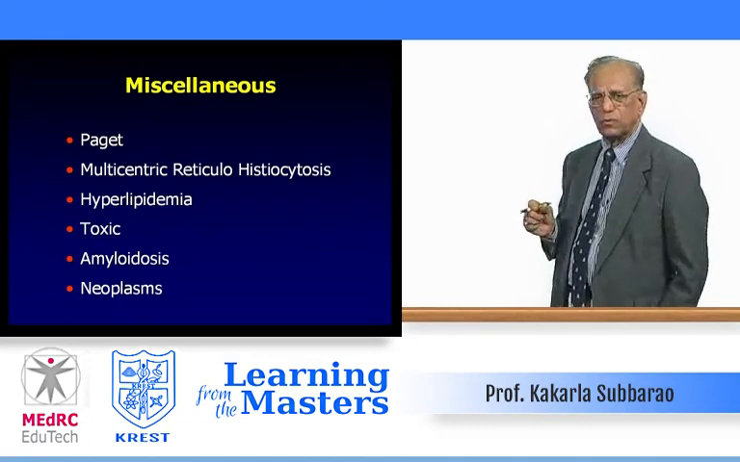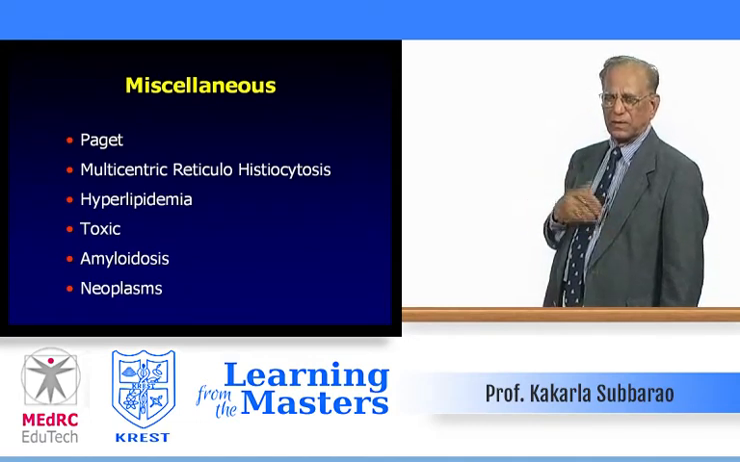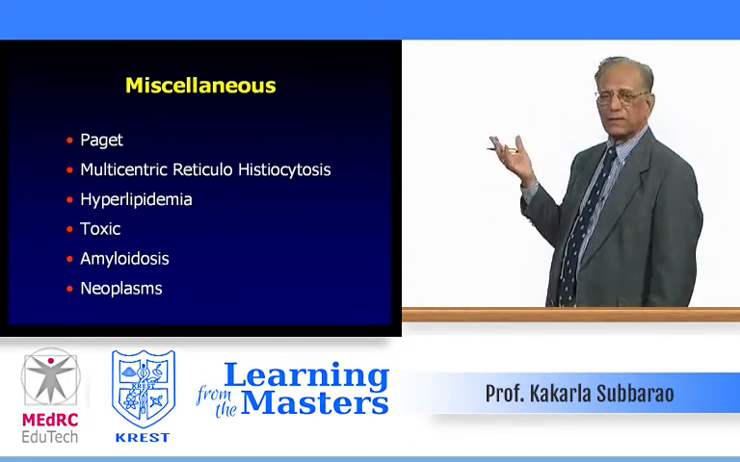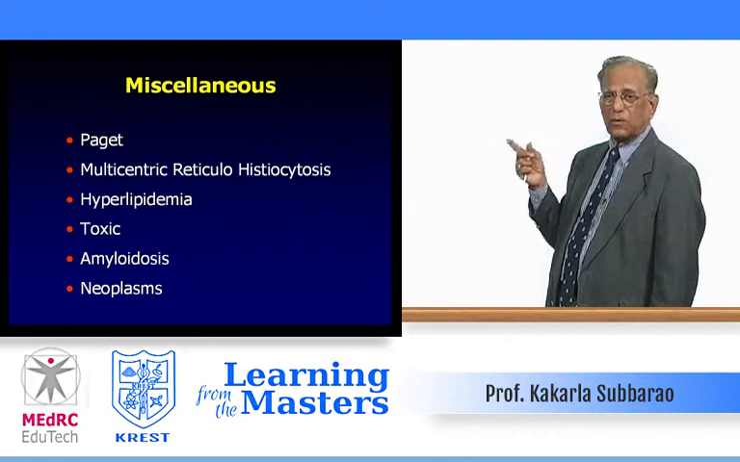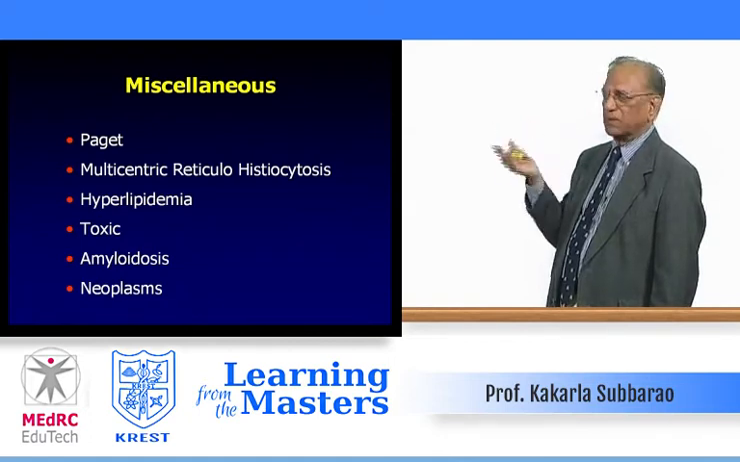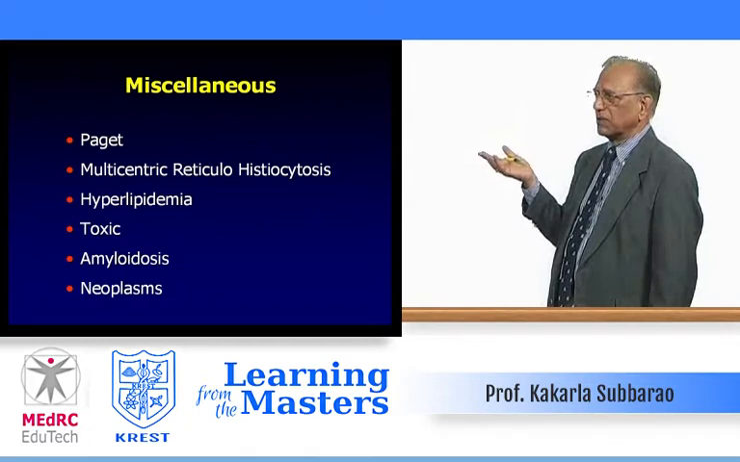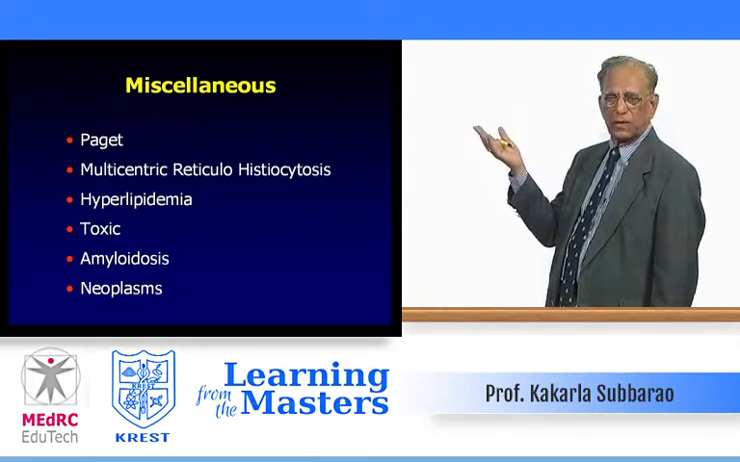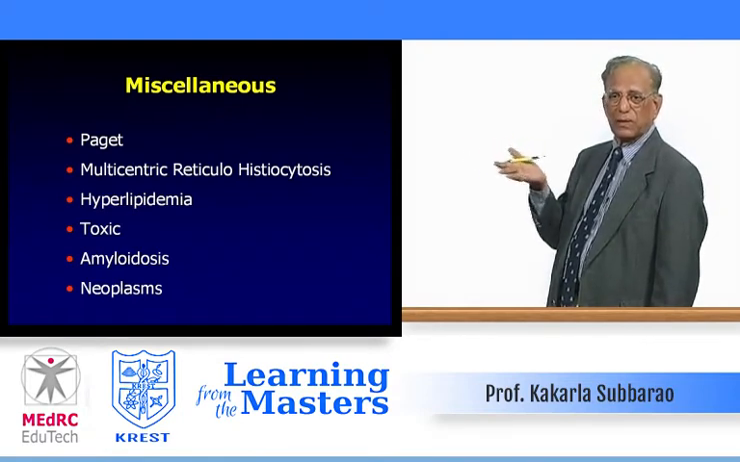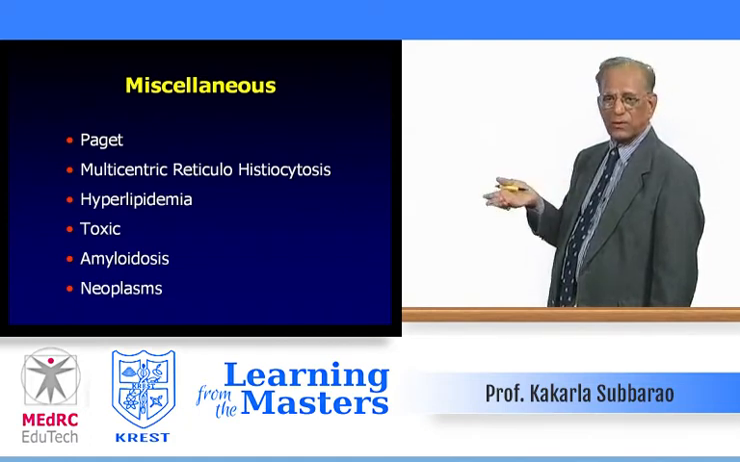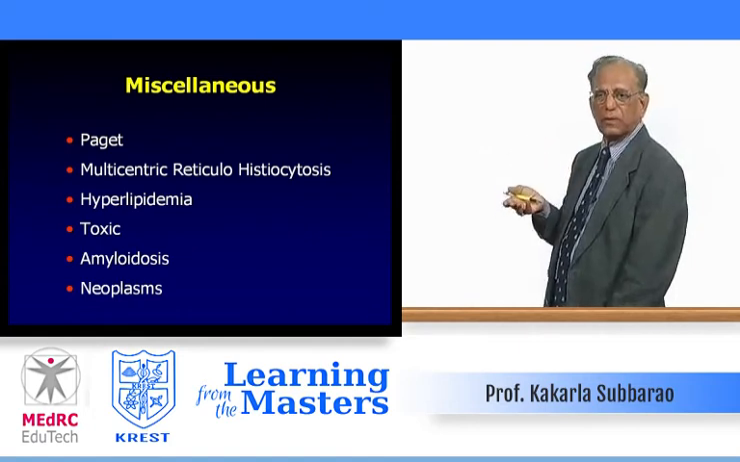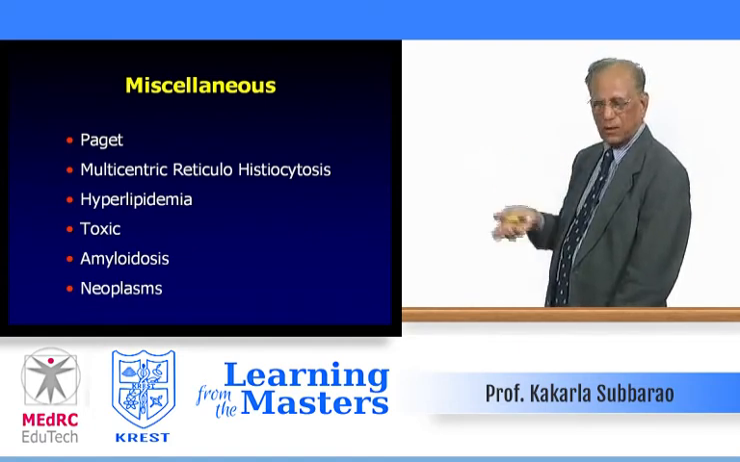And then now we come to miscellaneous examples, in the sense systemic disorders reflecting upon the hands. Paget disease, monoarticular Paget is known, but in general Paget disease is a systemic disorder. Multicentric reticulohistiocytosis, hyperlipidemia, toxic causes. For example, we already have mentioned fluorosis, lead poisoning, cadmium poisoning. They may reflect upon the hands, amyloidosis, and certain neoplasms, systemic neoplasms like leukemia, lymphoma, myeloma.